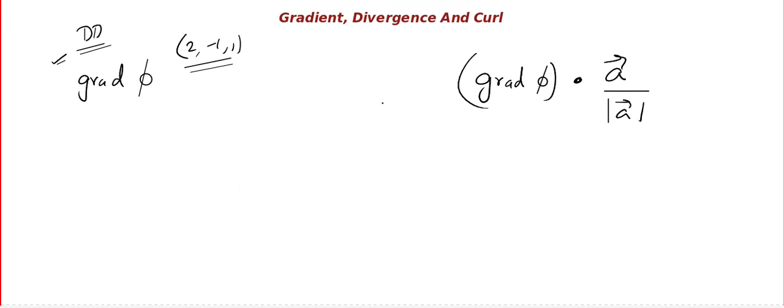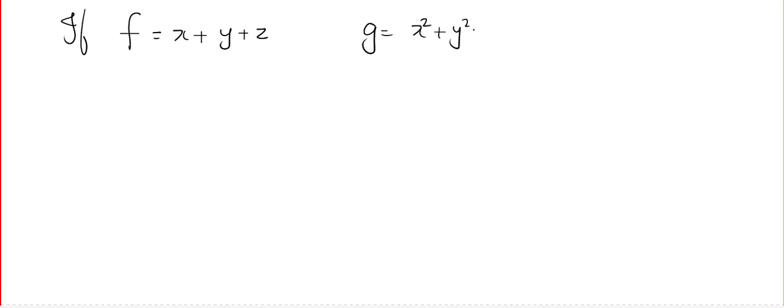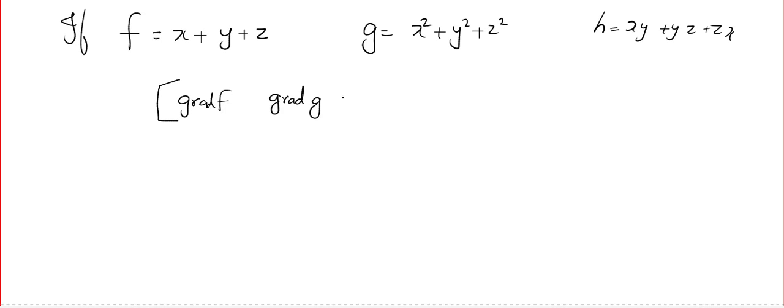Okay, now one more question that I saw in a very old question paper. They have not asked this recently. They have given three functions. f is x plus y plus z. g is x squared plus y squared plus z squared. And h is xy plus yz plus zx. And they are asking you to calculate the scalar triple product of grad f, grad g, grad h.